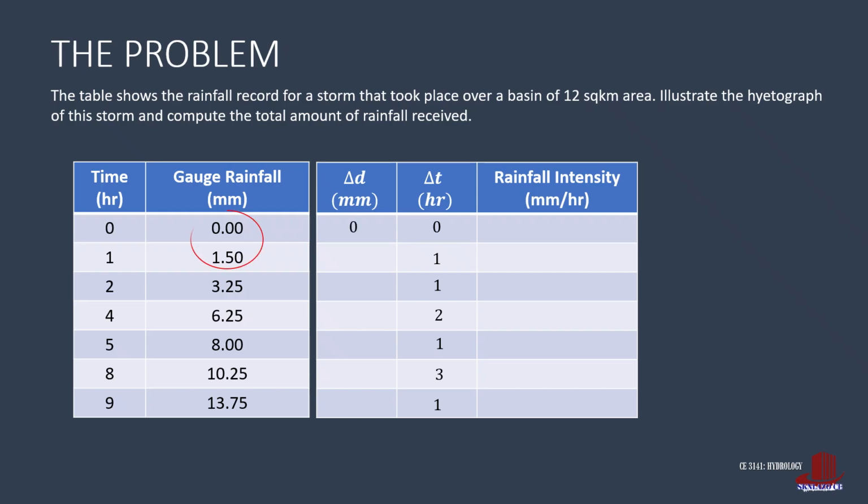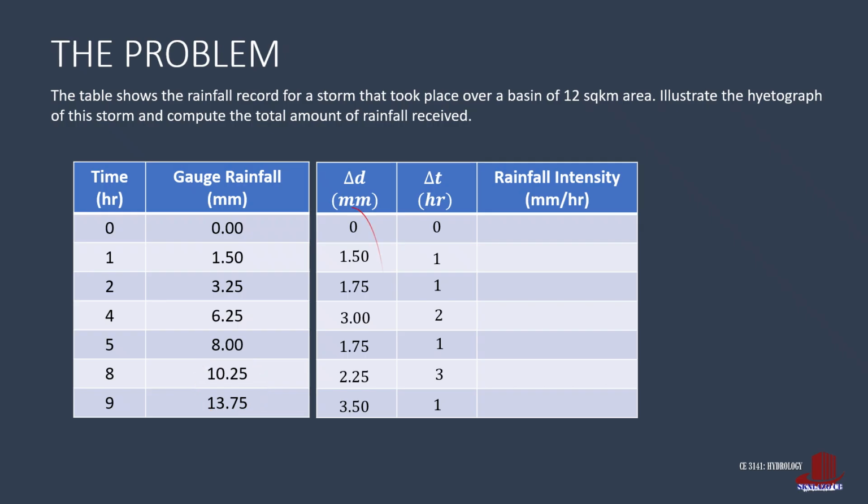This is followed by 1.5 minus 0, which is 1.5. 3.25 less 1.5 is 1.75. 6.25 minus 3.25 is 3. 8 less 6.25 is 1.75. 10.25 less 8 is 2.25. Then 13.75 minus 10.25 is 3.5.